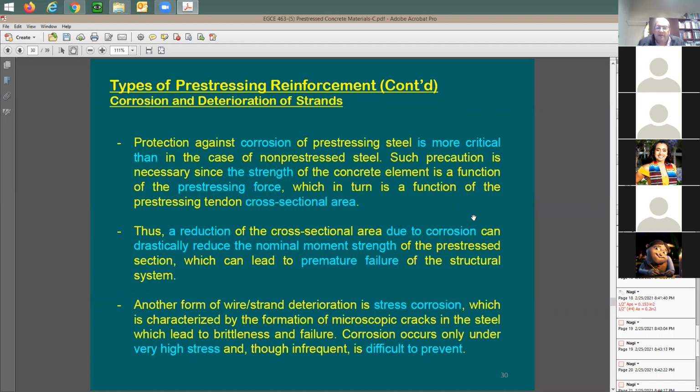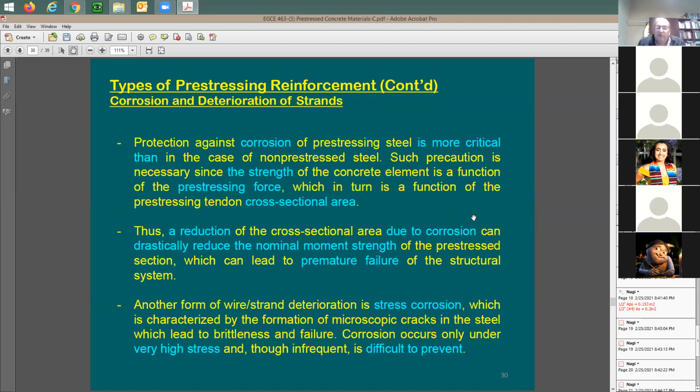Corrosion is also going to be a critical part. Just imagine that you have a strand, and in your analysis you assume that you have 0.153. Part of it is getting corroded. What does it mean? It means that the rebar itself is gone, or the strand is going to be gone.